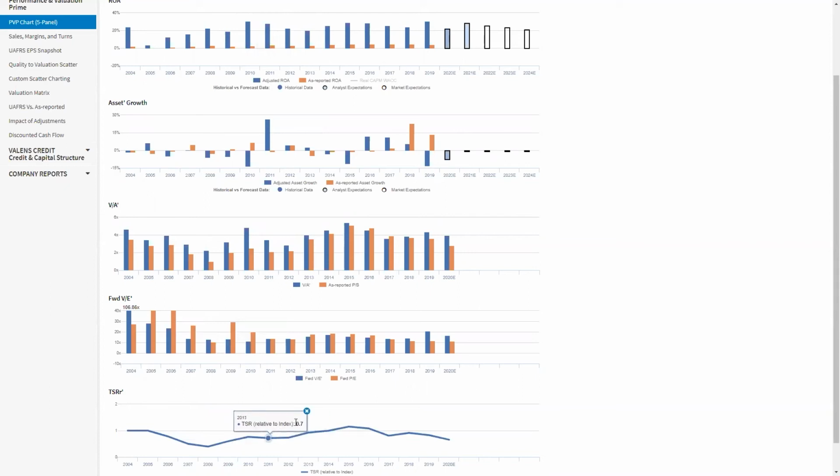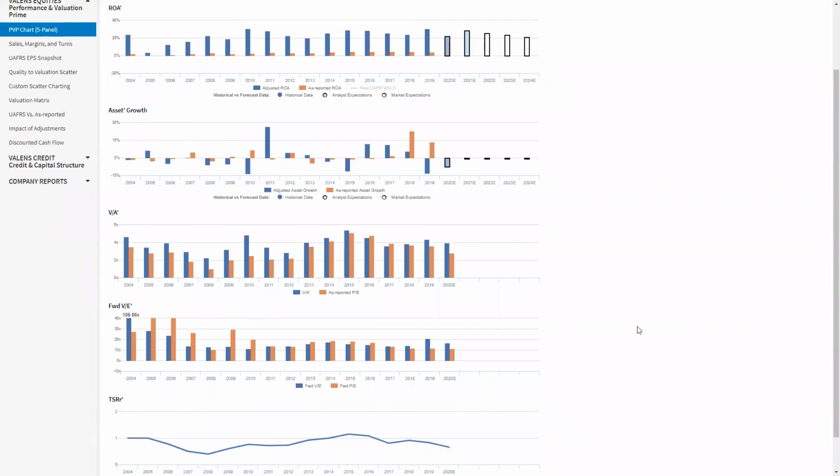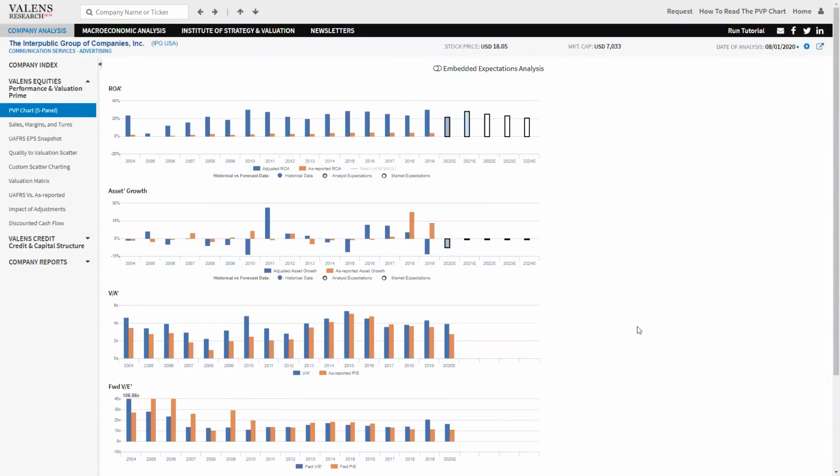Then it's flat here, and then it rises as ROA rises, declines as ROA declines. And then what we're seeing here, though, is the market's paying much more attention to the uniform accounting than the as-reported metrics.